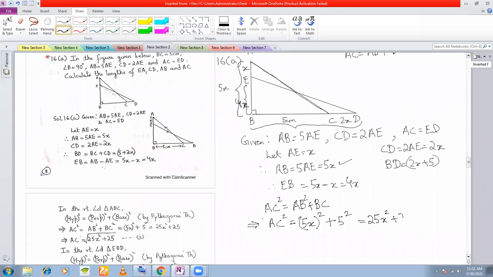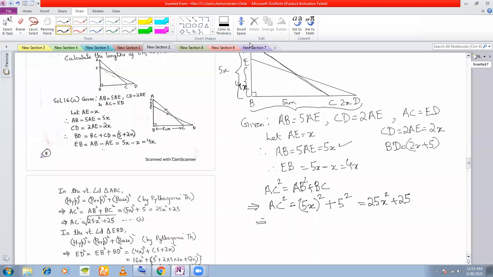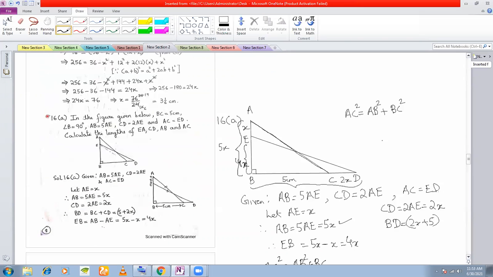So that means what is AC? You can write AC as root over of 25x square plus 25, right? So you've got the length of AC. Now look at this. In triangle EBD, this is the hypotenuse, so you can apply Pythagoras theorem here. So ED square, in this triangle, EB is the perpendicular and this entire length is the base, BD square, right?